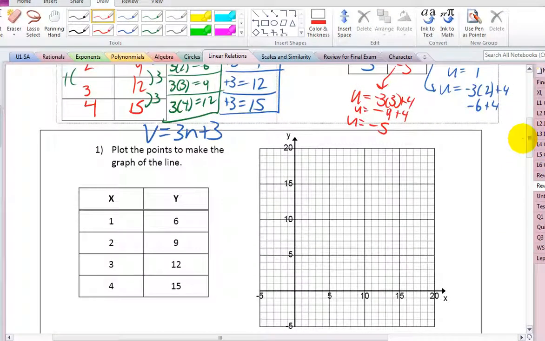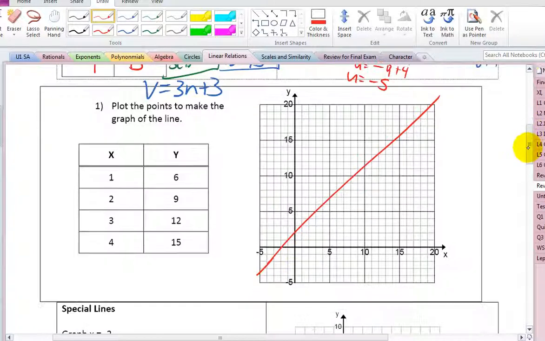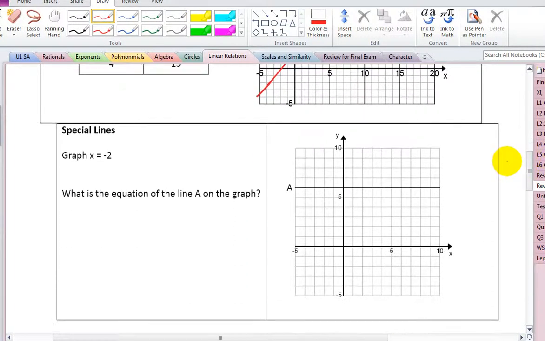Here's the points. Plot it, make a graph of the line. Make sure whatever it is, it goes from one side to the other. Don't stop. I gave you a picture of the largest quadrant, but use the whole grid. Okay, so go ahead and do that. Here, graph it. And here's line A, make your equation. These are special lines. That means it's either x equals or y equals. Give it a shot. Go.